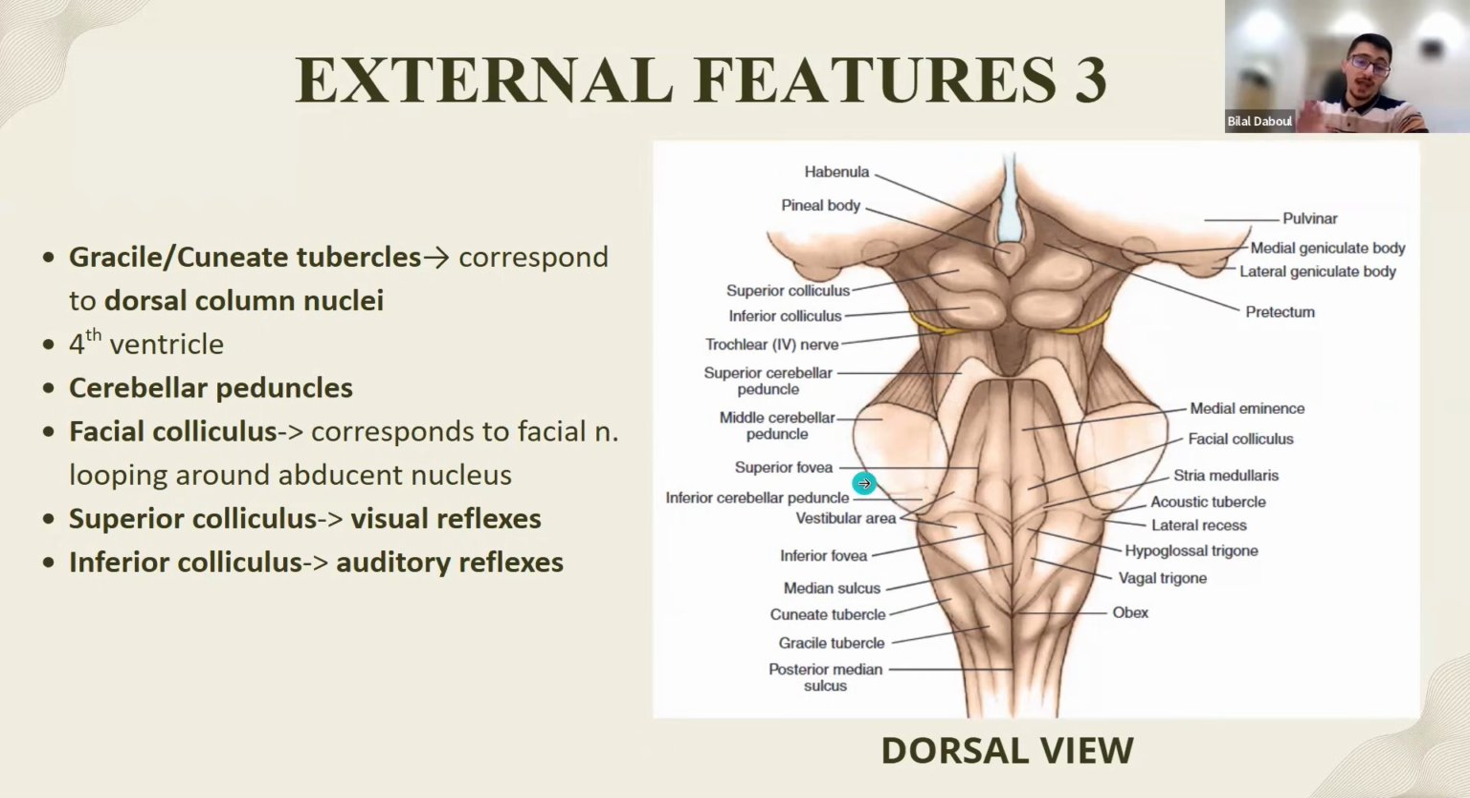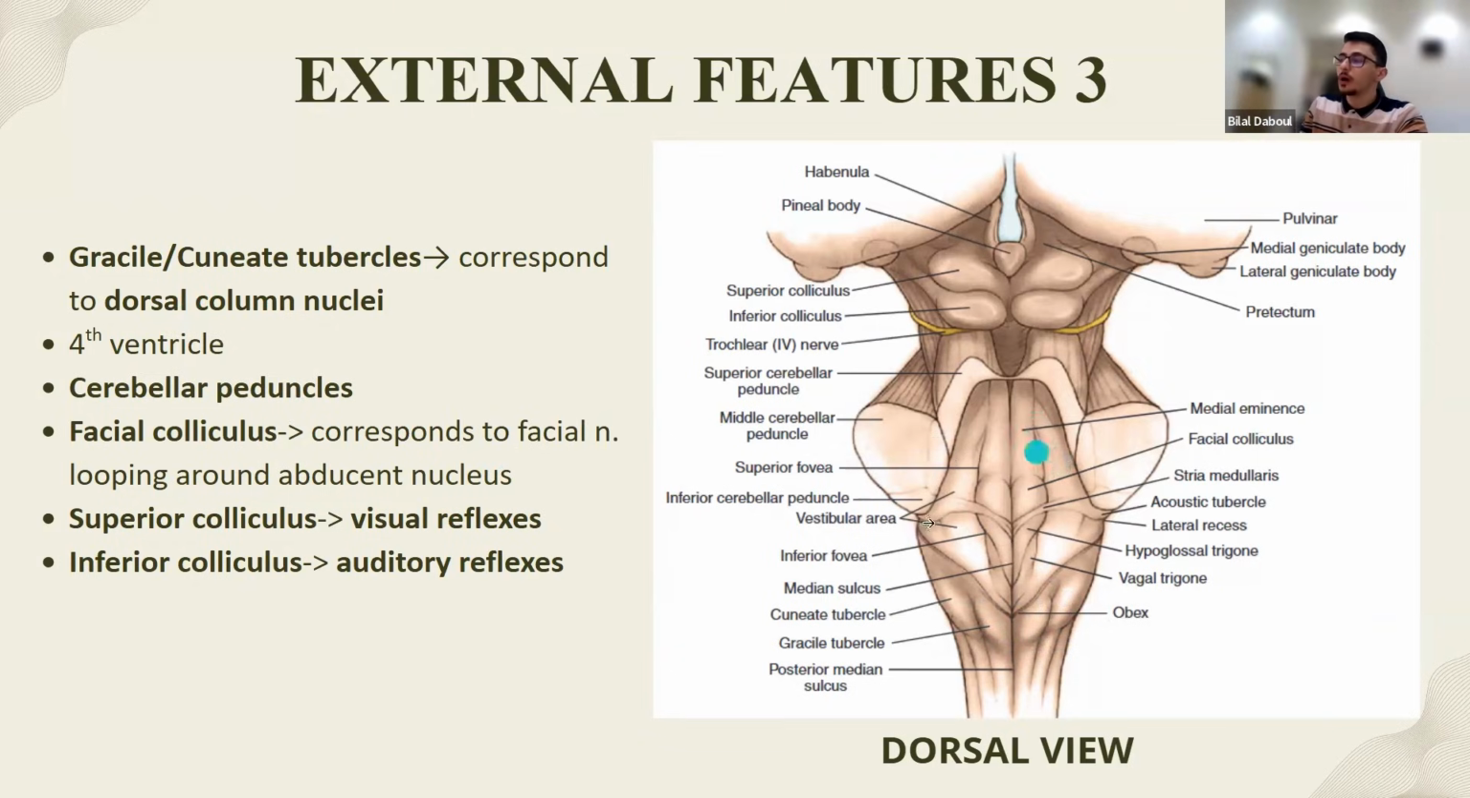The superior cerebellar peduncles connect the midbrain to the cerebellum, as the name implies. The middle cerebellar peduncles connect the cerebellum to the pons, and the inferior cerebellar peduncles connect the medulla to the cerebellum. And again, when you see the term peduncle, it's a collection of nerve fibers, typically white matter, so myelinated axons that connect two structures or supply a particular structure. Again, we discussed the gracile and the cuneate tubercles corresponding to the dorsal column nuclei. Collectively, when I say dorsal column nuclei, it refers to the nucleus gracilis and nucleus cuneatus.